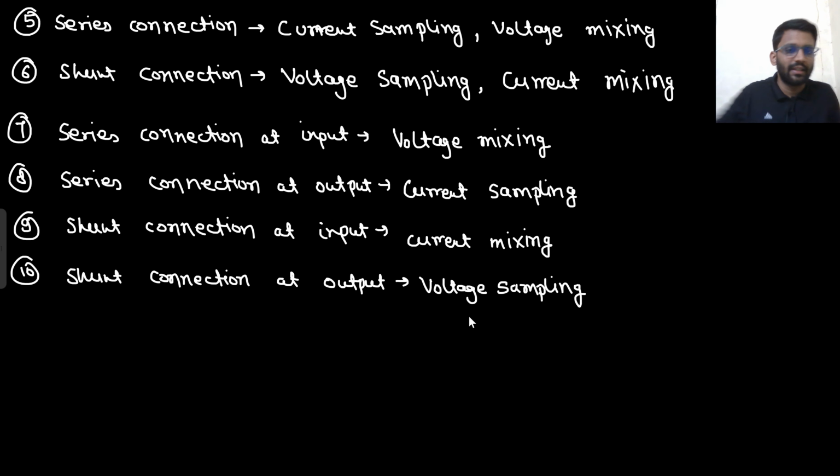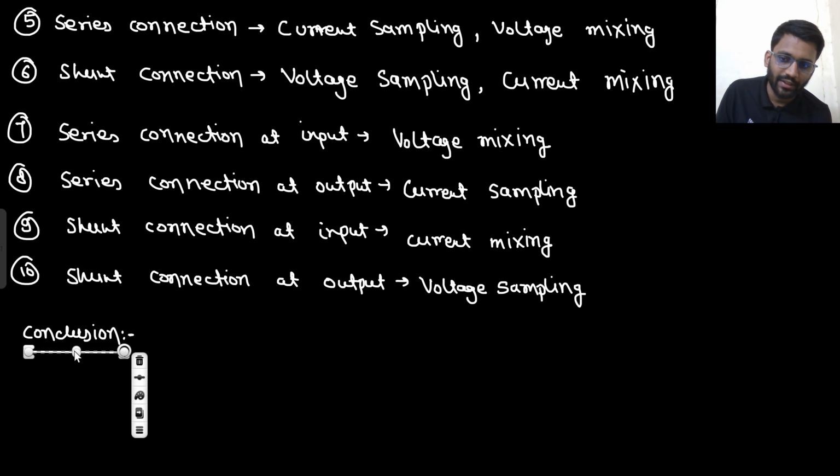What are those points? At output side there will be sampling, at input side there will be mixing. If I am talking about series connection, in series connection, current is sampled and voltage is mixed. If I am talking about shunt connection, the voltage is sampled and current is mixed. So this is the conclusion that you have studied till now. So I will write the conclusion.